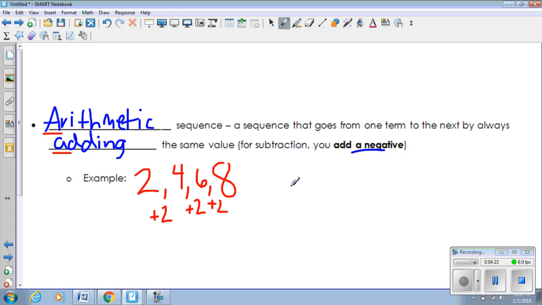In the same sense, another arithmetic sequence would be 8, 6, 4, and 2. You get from 8 to 6 by subtracting 2. But what you are actually doing is adding negative 2, which just means that you're subtracting 2 in a different way. So 8 plus negative 2 would be 6. 6 plus negative 2 would be 4, and 4 plus negative 2 would be 2. Make sure you have both of these examples written down before you move on to the next part of the video.